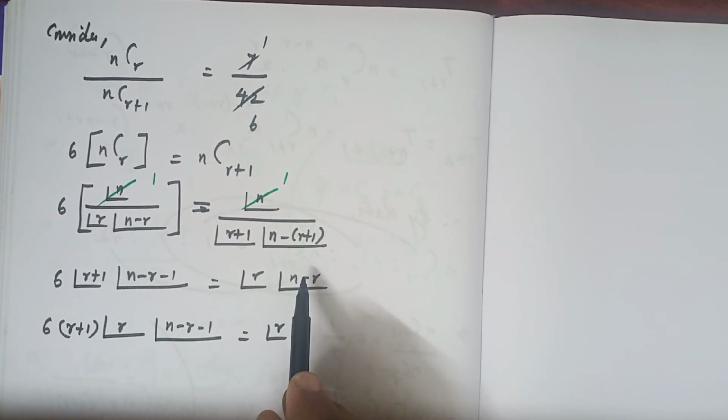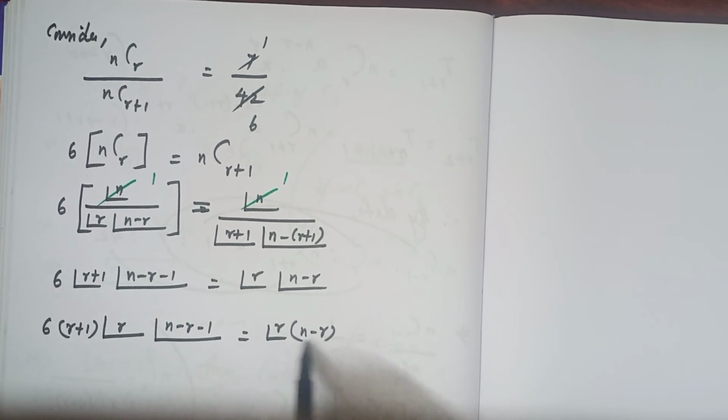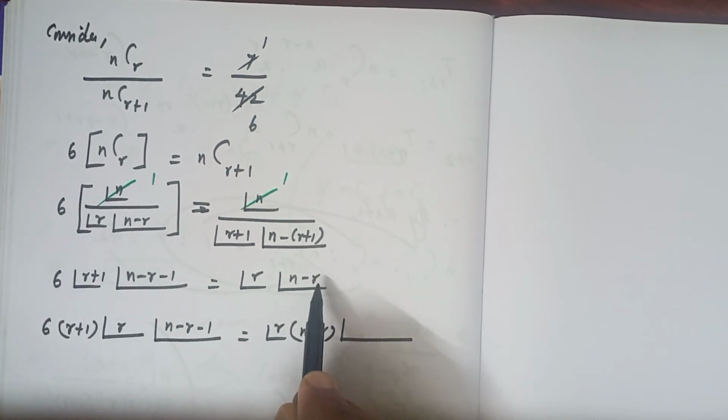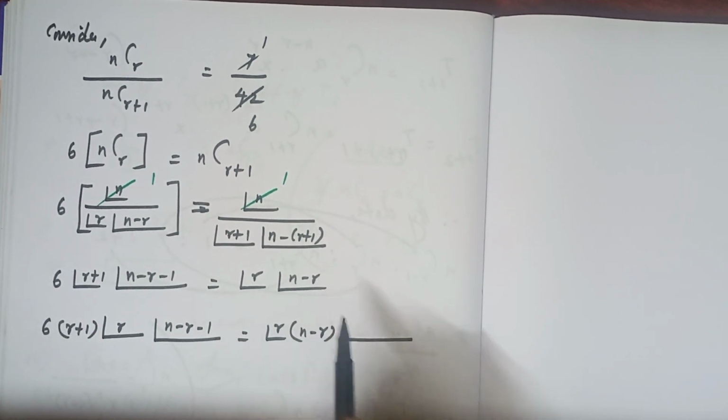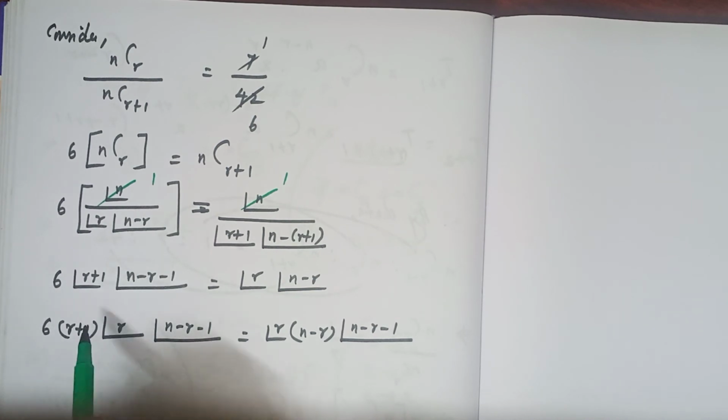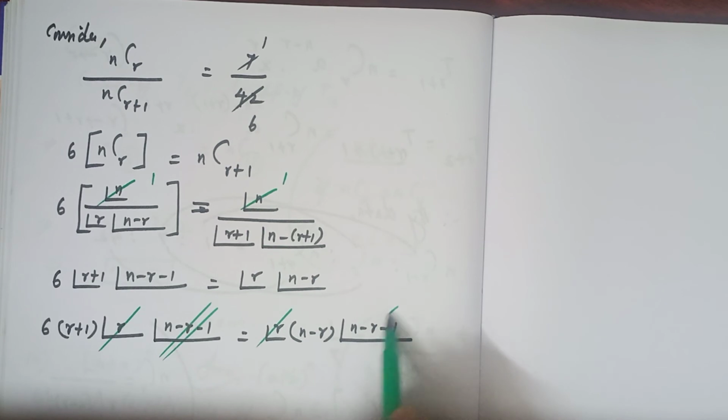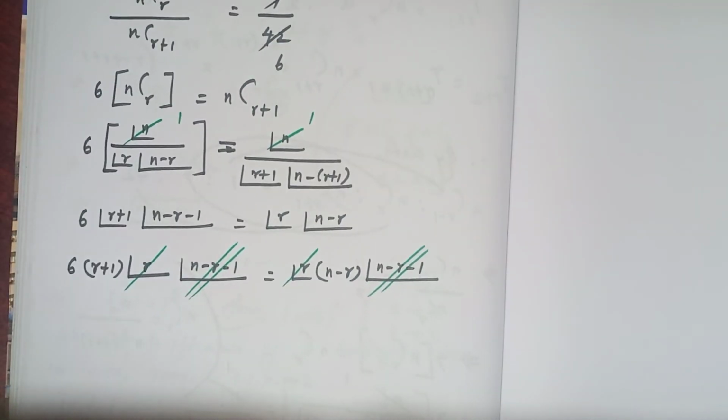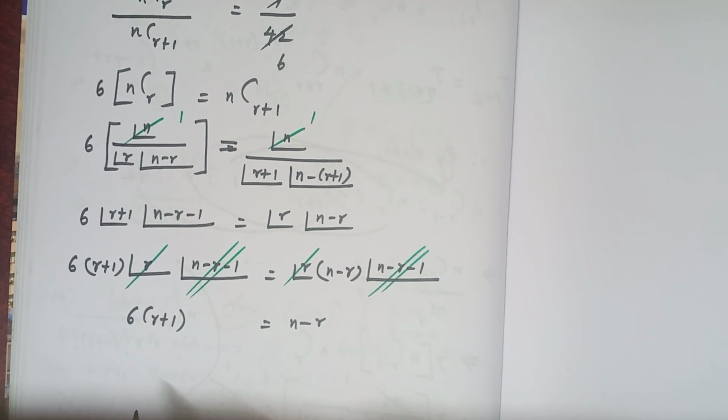So how to change this one? N minus r is inside the factorial, write first, 1 has to be reduced here. If you reduce 1, it will be n minus r minus 1. That should be written inside the factorial. Now we can cancel r factorial and r factorial, n minus r minus 1 factorial and n minus r minus 1 factorial. That is equal to 6 into r plus 1, that is equal to n minus r.